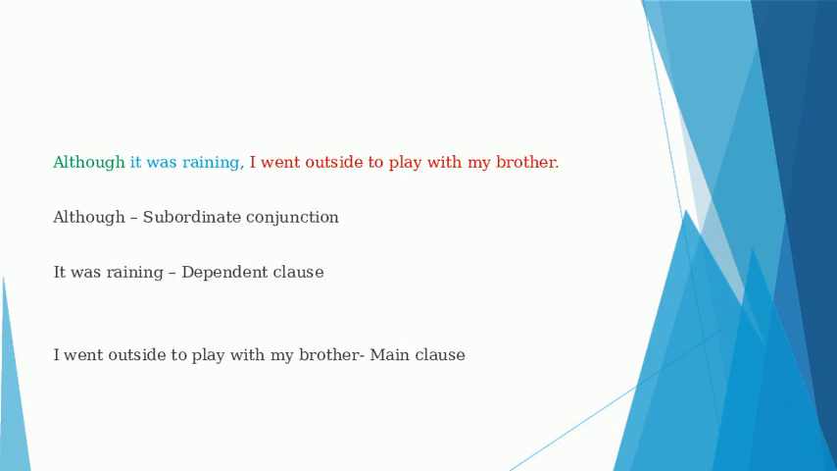Okay, let's break it down. Although it was raining, I went outside to play with my brother. Although was our subordinate conjunction. It was raining is a dependent clause because it doesn't make sense without the other part. And I went outside to play with my brother is the main clause. That's the main part. It makes sense on its own. It can be a simple sentence on its own.